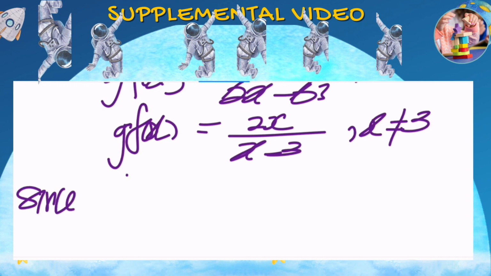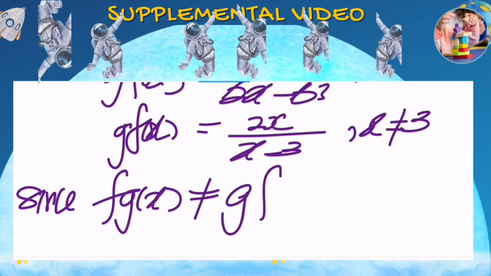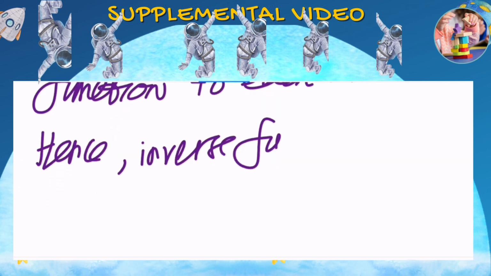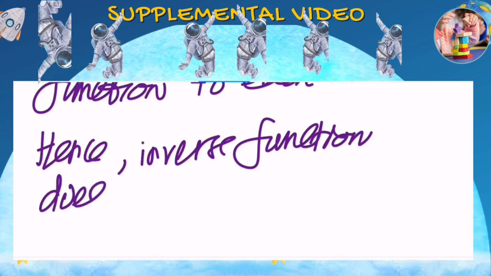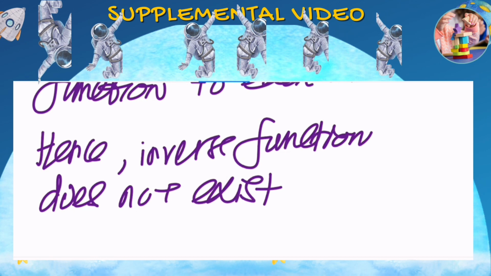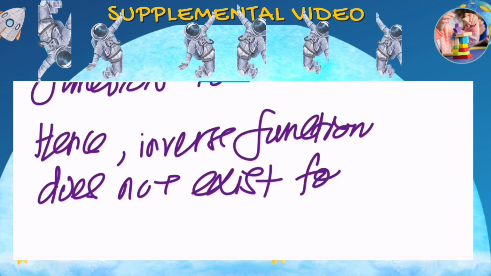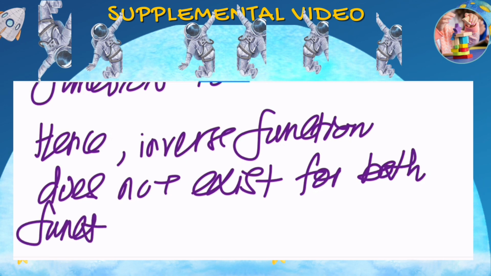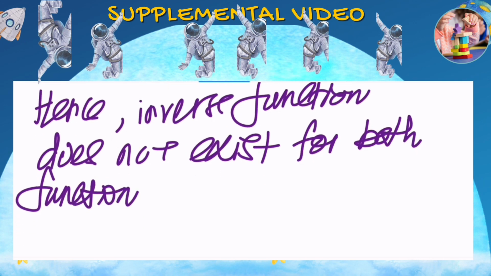Since f(g(x)) is not equal to g(f(x)), hence inverse function does not exist for both functions, due to fg not equal to gf.